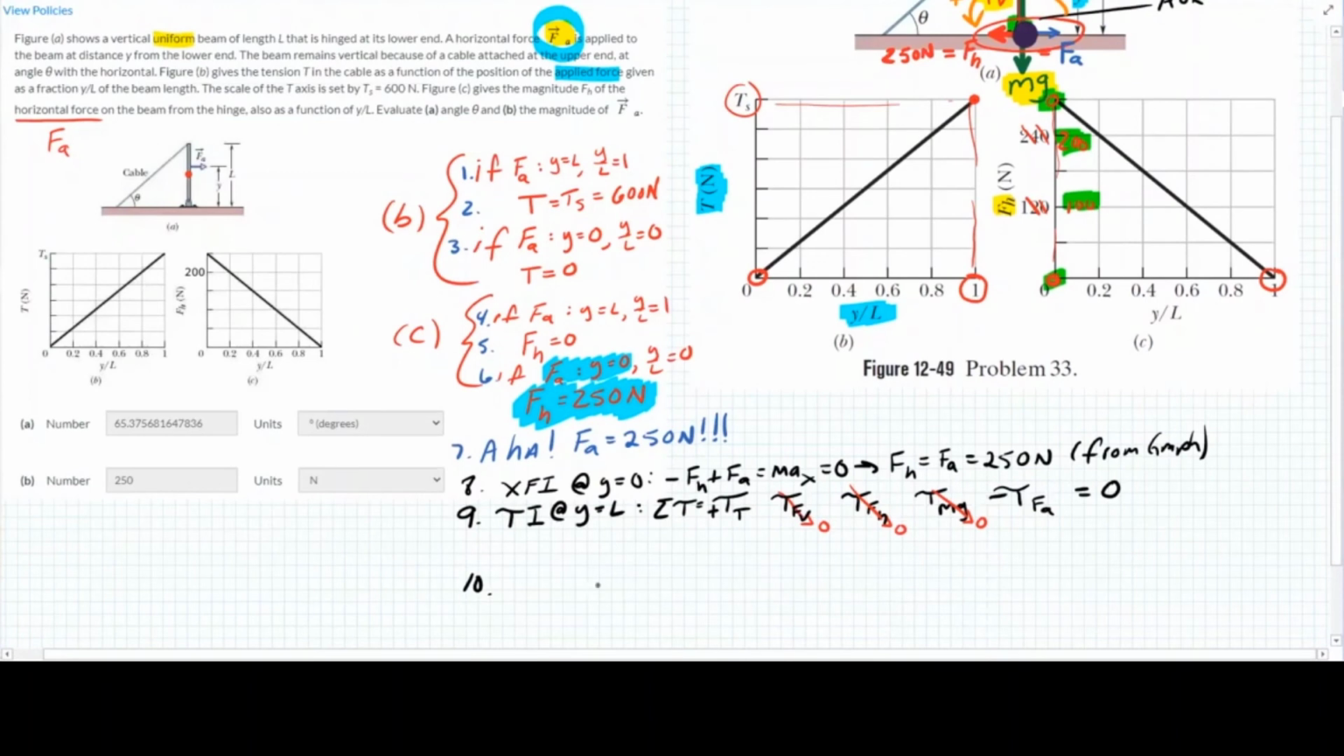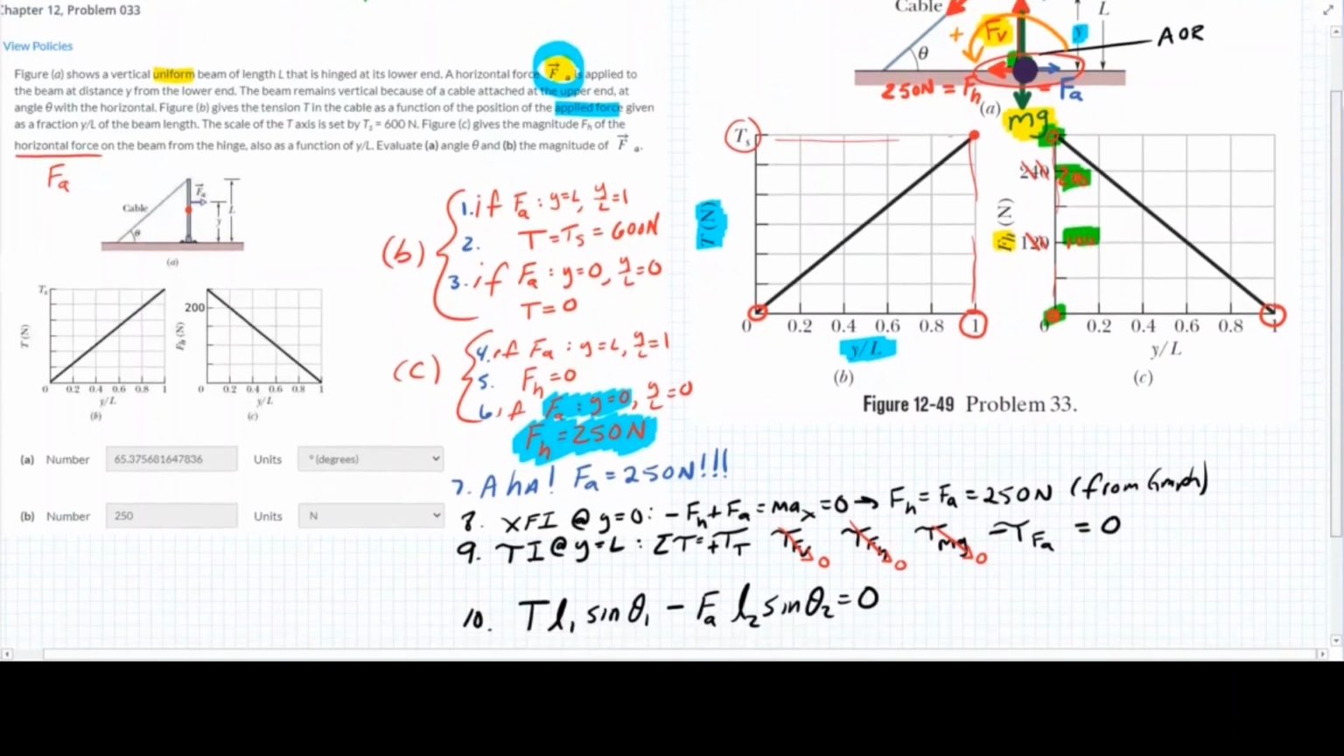Okay, so step 10. Ready for the torques, I have that tension force times its torque arm, L1, times the sine of the angle between those two, minus that FA force, which is 250 newtons, times its torque arm, times the sine of the angle between those two, equals 0. So I should be able to get the tension force here somewhere. No, I should be able to get theta here somewhere. So let's go ahead and figure this out.